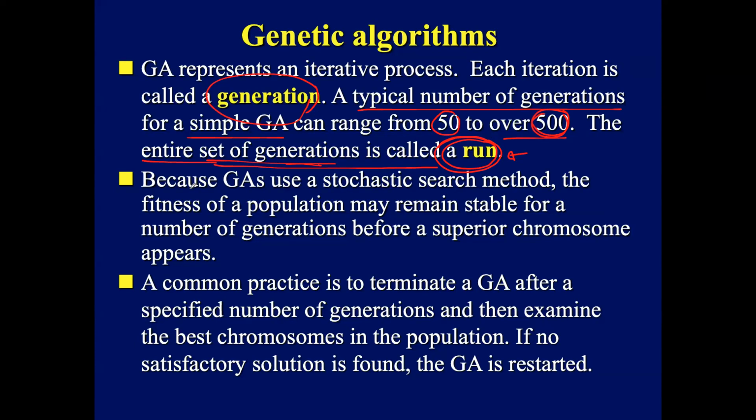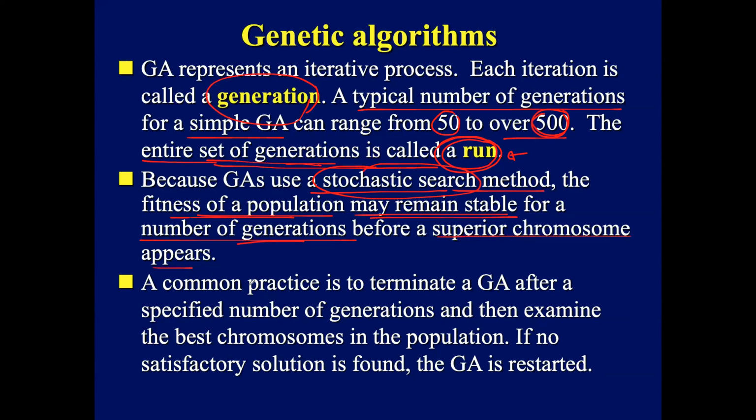We've also looked at the genetic algorithm's operation. When it's using its operators, it uses some probabilities, and it also uses a stochastic method to search for parents that may be good for mating. Because it is using a probabilistic approach, it is probable that the fitness of a population may remain stable for a number of generations. In other words, it's probable that the genetic algorithm will choose parents that, when they mate, lead to offspring that are exactly like them. Therefore, the fitness of the population may remain the same for several generations before a superior chromosome appears.